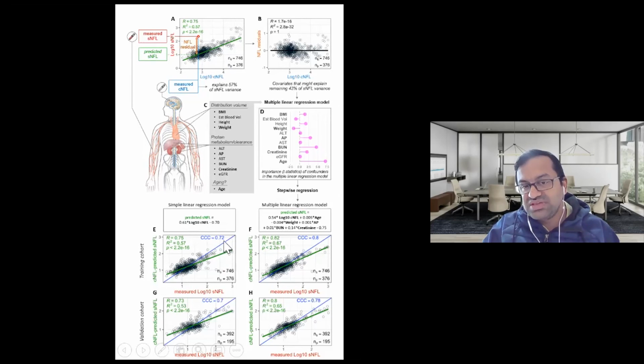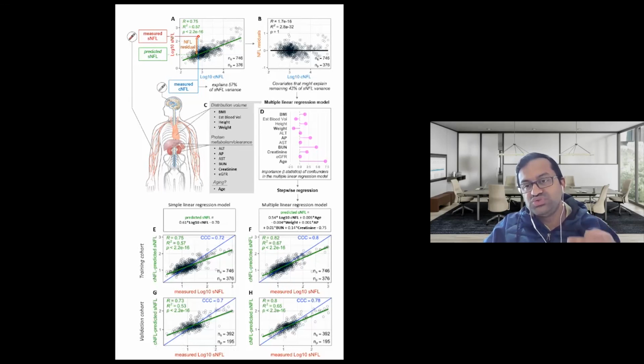After adjusting serum neurofilament light levels, we found it improved the correlation, or R square value, from 0.57 to 0.67. So it's almost a 10% improvement in the correlation between serum and CSF neurofilament light. We did this in our training cohort, and we validated the same thing in our validation cohort. There, the R square value improved from 0.53 to 0.65, so almost a 12% improvement, similar to what we saw in our training cohort. So these are the factors that we have identified as confounders for serum neurofilament light levels.